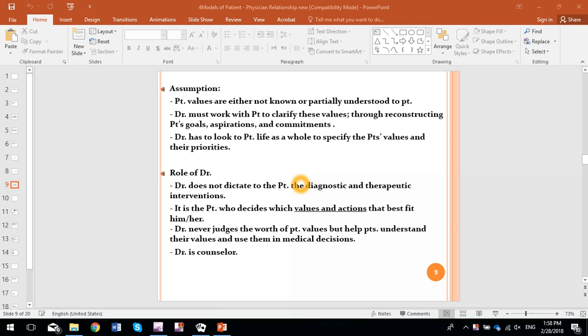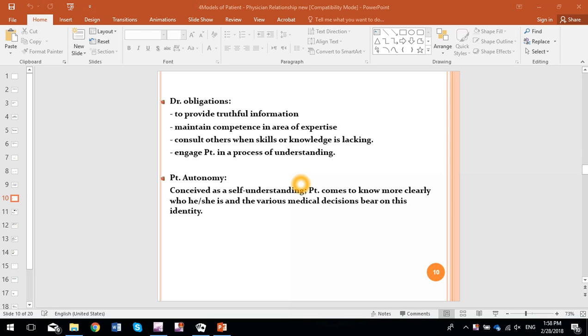The role of the physician here is a counselor. You counsel with the patient. Counseling means that the patient has to decide, and the physician tries to help, assist, or guide him or clarify for him the best decision for the patient to take.